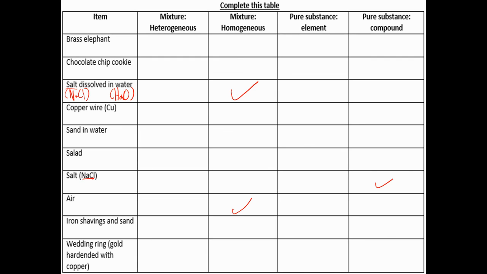So you should be able to go through these and figure out where the different substances would be classified. If you're not sure what they would look like, you can just go on Google Images and Google, for example, brass elephant statue or chocolate chip cookie if you don't quite know what things look like, or salad, for example. So just make sure you do that. And if you're having some trouble, make sure you go back and take a look at the examples from the previous slides.